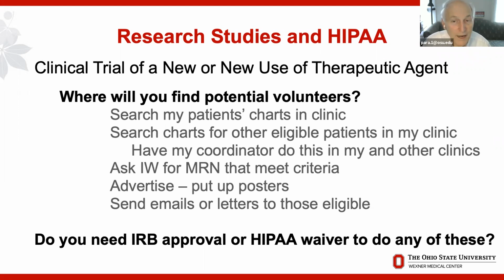So where will you find the potential volunteers? Are you going to search your own patient charts in clinic? Are you going to search the charts of other eligible patients in my clinic that my colleagues are seeing? Are you going to have your coordinator do this in my clinic and other clinics? Are you going to ask the IW for medical records that meet criteria? Advertise? Are you going to send emails? Which of these do you need IRB approval for a HIPAA waiver?